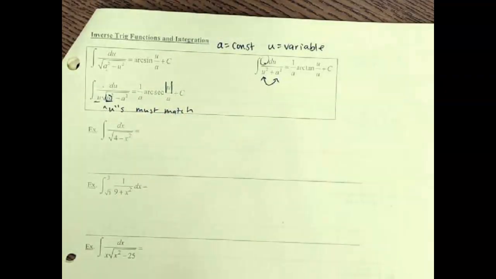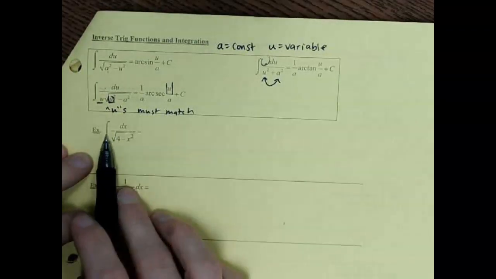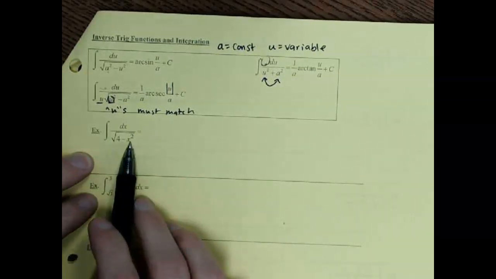It's pretty kind of simple once you know the patterns. They're ugly formulas or ugly patterns, but once you know them, the questions are actually fairly easy. Here we go. We've got the integration of 1 over the square root of 4 minus x squared dx.